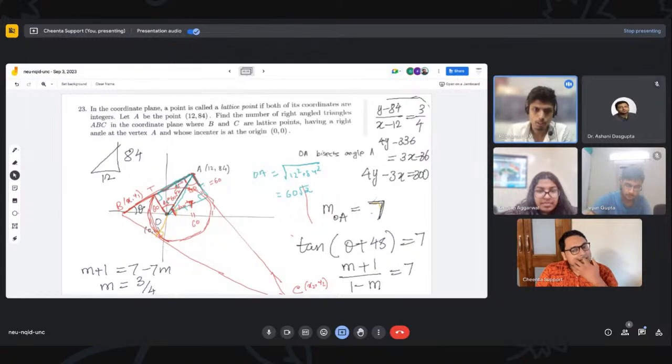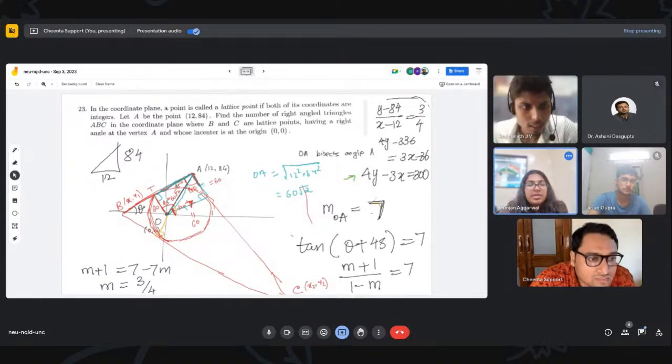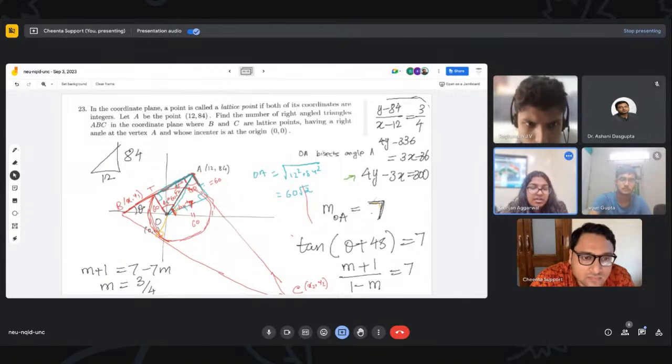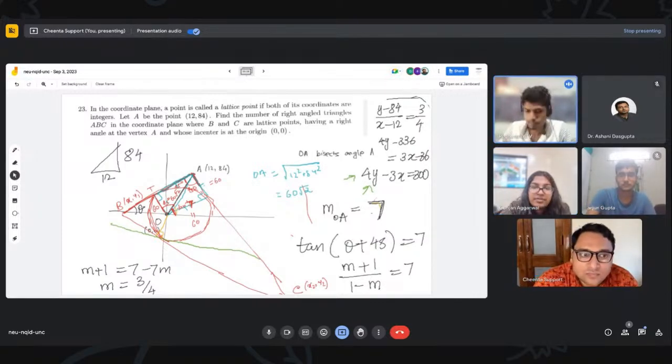And how to shortlist this? All of these won't work, because when we fix B, we kind of fix C as well. And we don't know for all values that C will be a lattice point. Oh, I see. So basically, the intersection of solutions of two Diophantine equations. So this corresponds to the line AB.